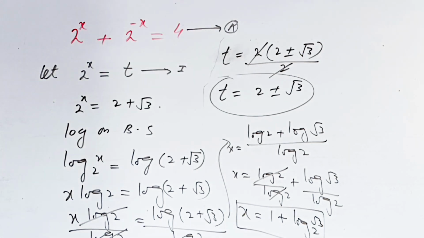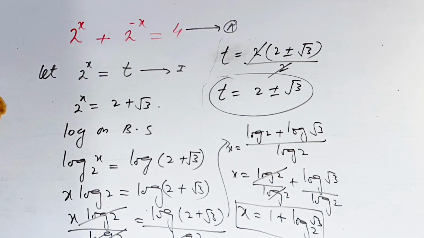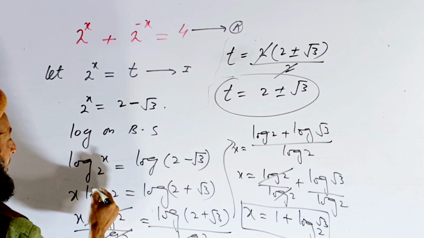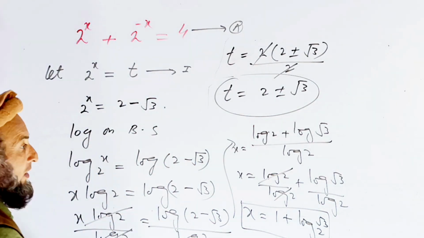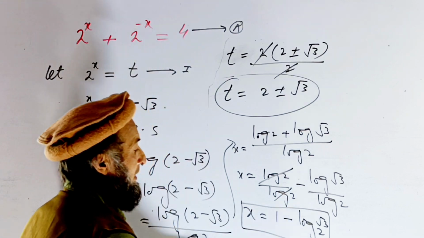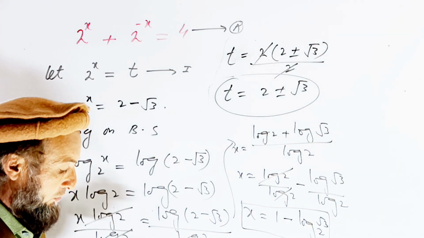Similarly, when we put the negative value, 2 - √3, and apply the same procedure, the other solution of this equation is x = -log(2 + √3) base 2.